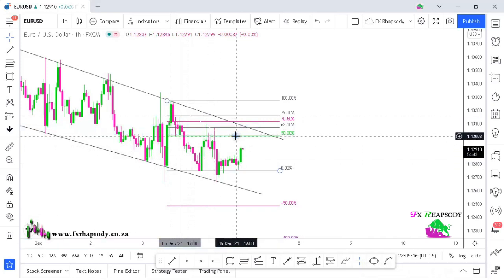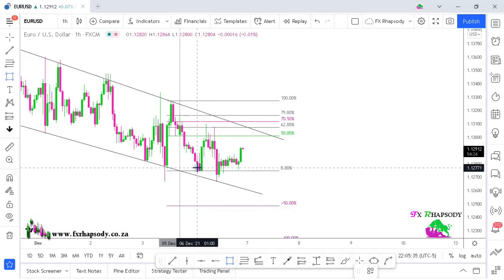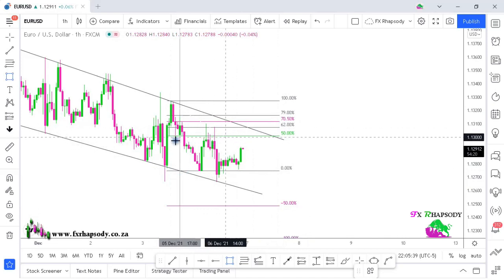Just wanted to take this out, not to confuse the situation. What I always do, and for those of you that haven't seen how I trade my Fibonacci, at the end of the video I'll put a little link on the top there, and you can click on that and go watch my Fibonacci version 2 video that I've made, where I explain exactly how I trade with the Fibonacci and why I use these parameters.